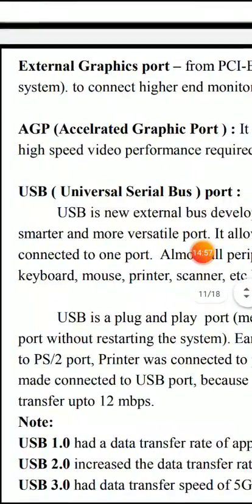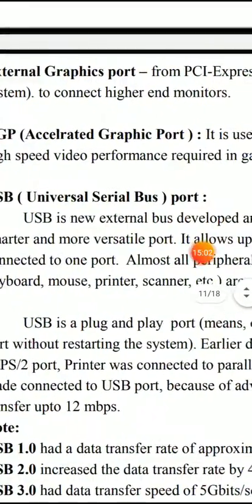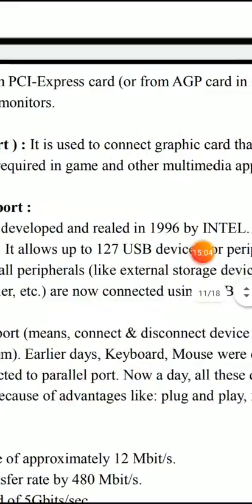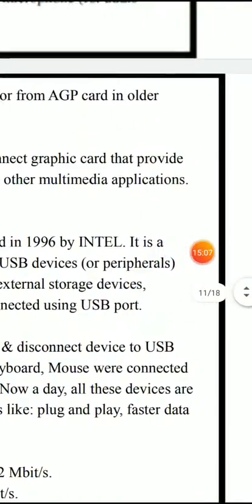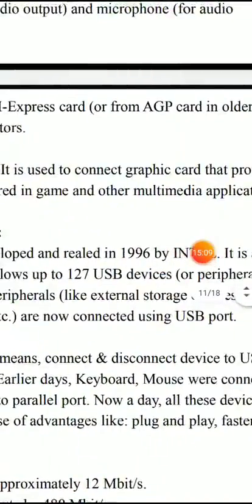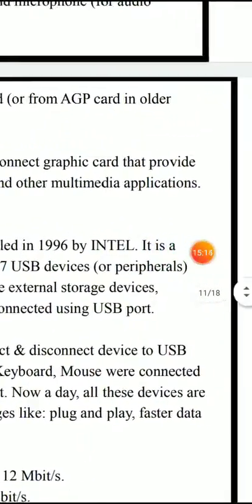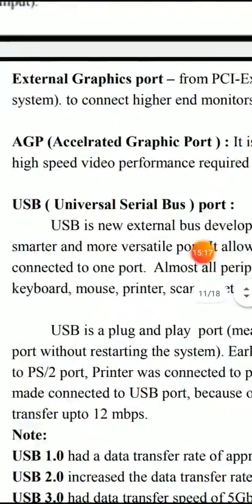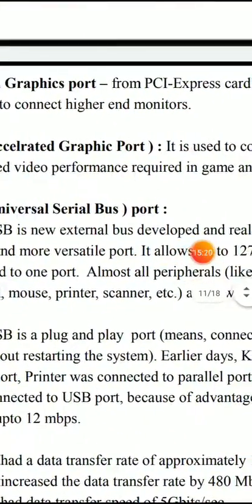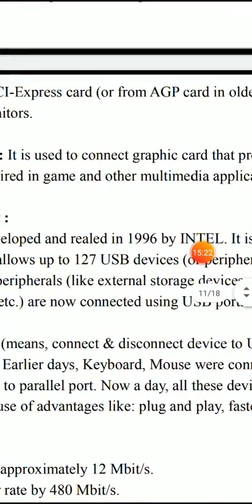Next one is called USB. USB, as I told, stands for Universal Serial Bus port. This is a new external bus developed and released in the year 1996 by Intel. Intel is one of the leading CPU manufacturing companies, and it is also involved in the development of USB ports. It is a smarter and more versatile port. It allows up to 127 devices. That means you can interface 127 external devices with the computer system by using this port.